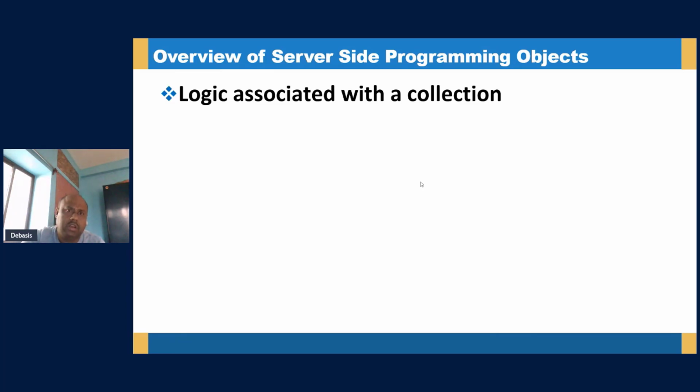Now the last topic is the server-side object programming concept in Cosmos. We can create server-side objects like stored procedures, triggers, or user-defined functions, where we can implement custom business logic or some custom validations inside the data for Cosmos DB.